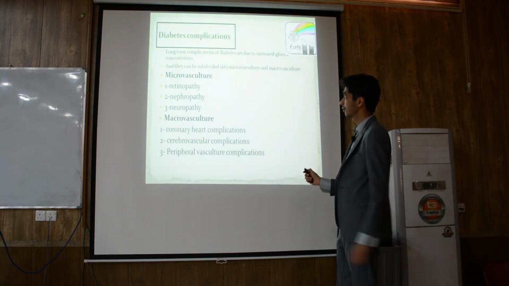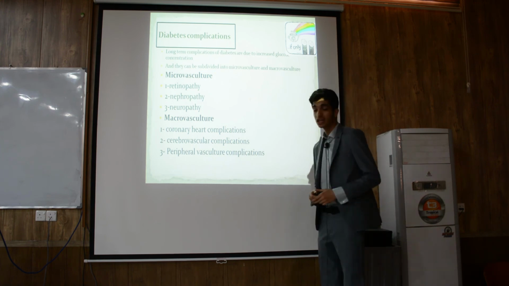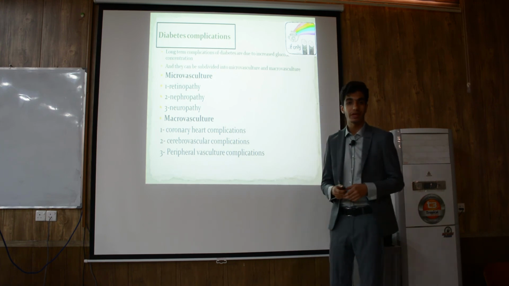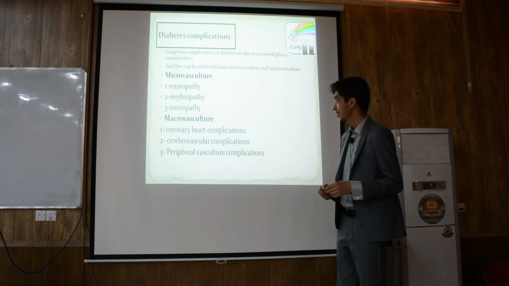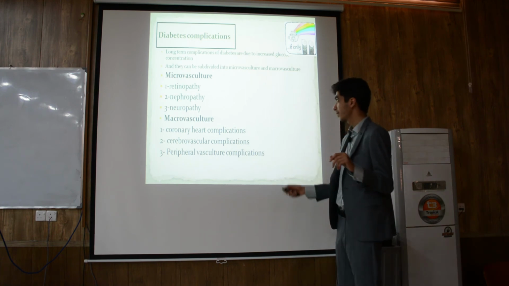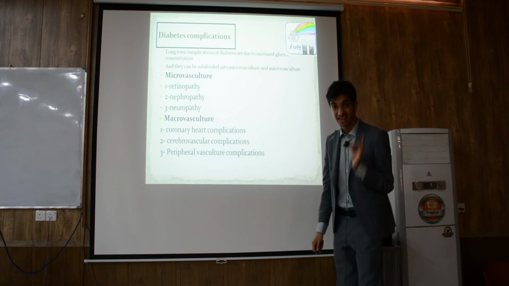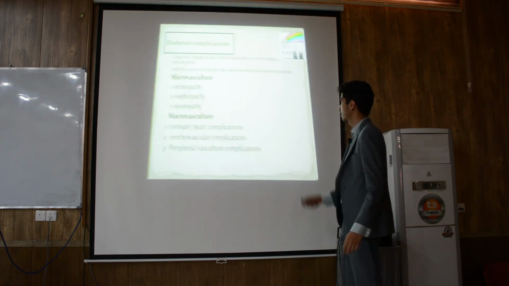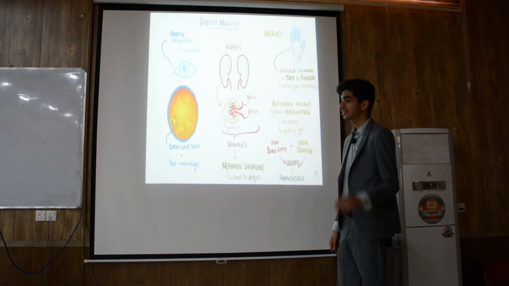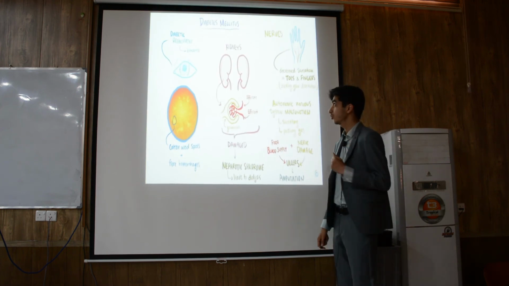Now for diabetes complications. Actually, the complications of diabetes arise from the increased glucose concentration and hyperglycemia seen here, and they can be divided into two types: microvasculature, those affecting the tiny blood vessels, and macrovasculature, those affecting the large blood vessels. Now the microvasculature complications can be divided into three types as well.